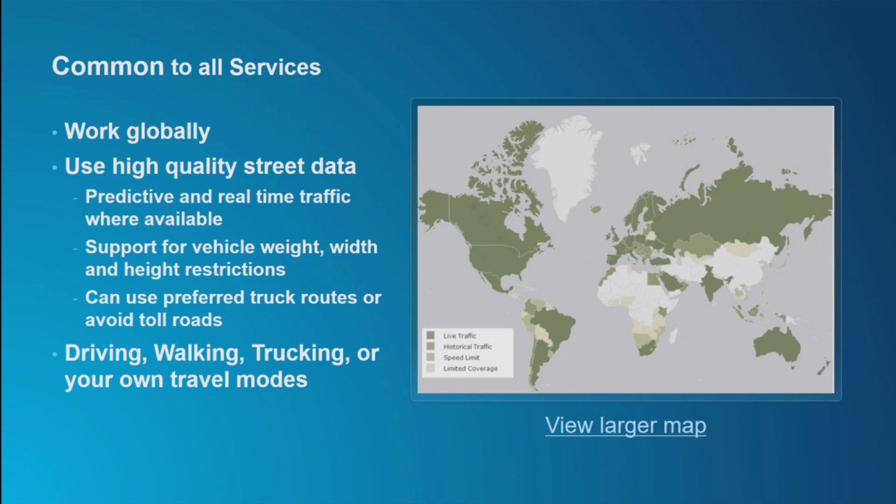Here I've provided a link for a coverage map that shows what kind of coverage is available for these services, and where you have the data quality. In some countries, the data quality would be best. In some countries, there would be some features missing, so this coverage map will give you that.